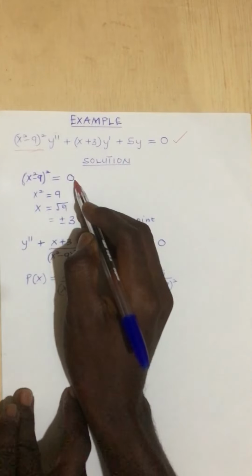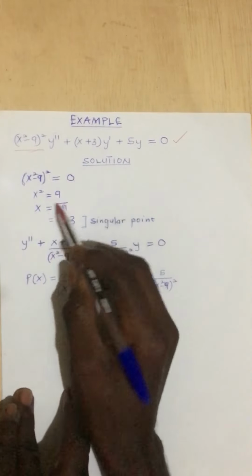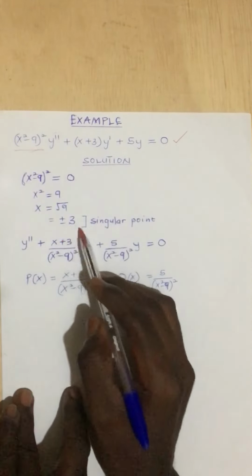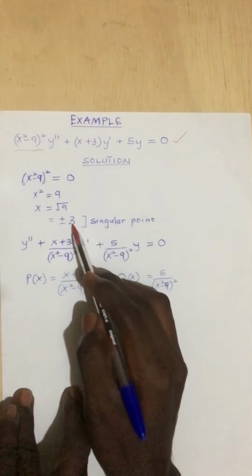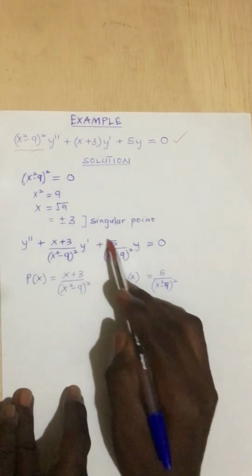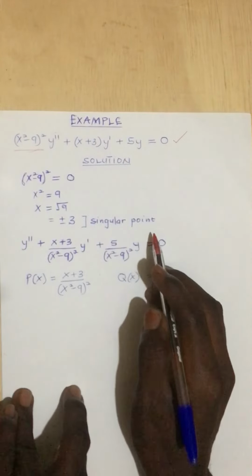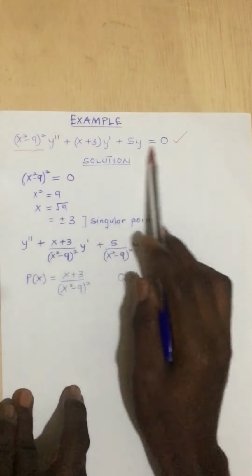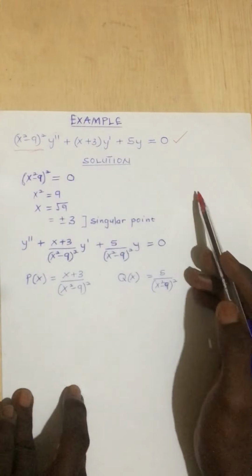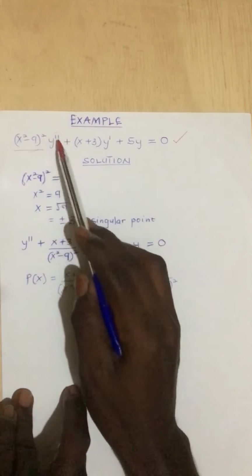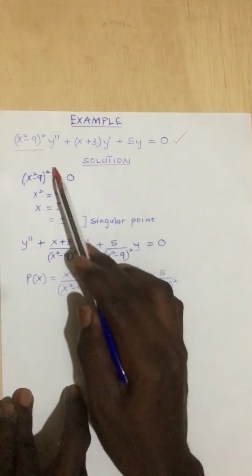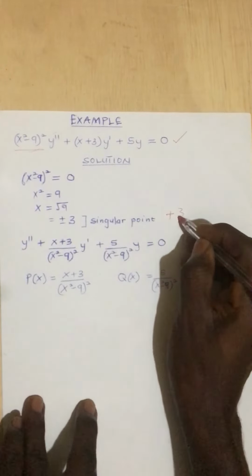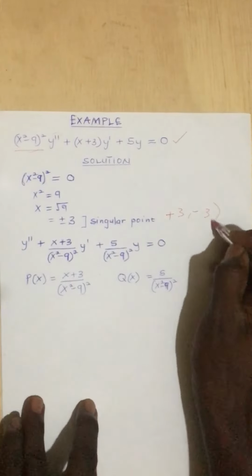So we are now looking for our singular point. When you do this and find the value of x, you get plus or minus 3. So plus or minus 3 become our singular points. Are you okay? That means when we substitute 3 or minus 3 here, it will make the equation undefined. When you divide by this, it will become 0. So our plus 3 and minus 3 are our singular points.